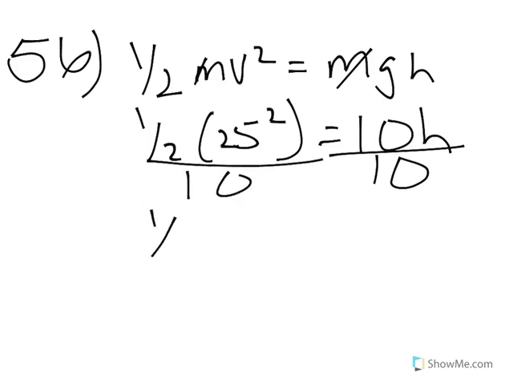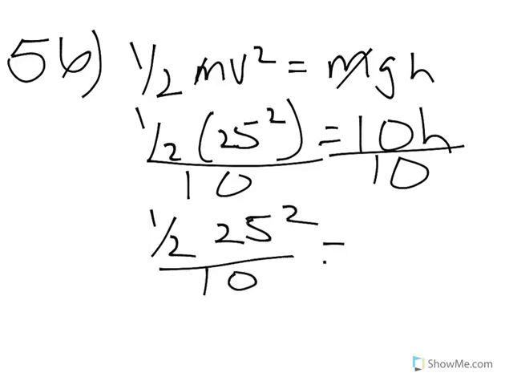So 1/2 times 25 squared divided by 10 is equal to H. Okay, so if you do that, you should get, let's see, 31.25. Okay, 31.25 meters is H. But you notice they want it in floors, so remember that the floors are 3 meters apart, so divide by 3 and you get 10 floors.